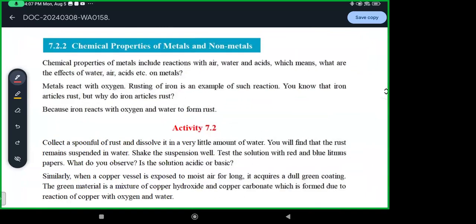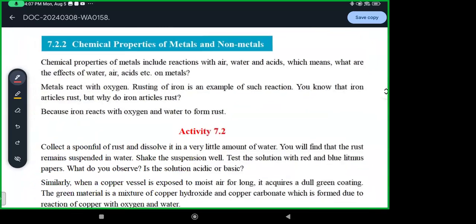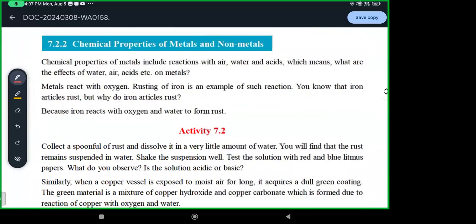Chemical properties of metals and nonmetals. Chemical properties of metals include reaction with air, water, acids, which means what are the effects of water, air, acid, etc. on metal? Chemical properties means what will be the effect of air, of water, of acids on a metal? That will tell you its chemical property. The reaction it will produce is my chemical property of metals.